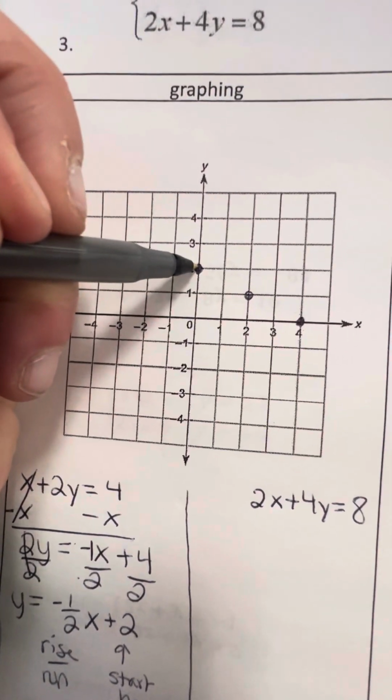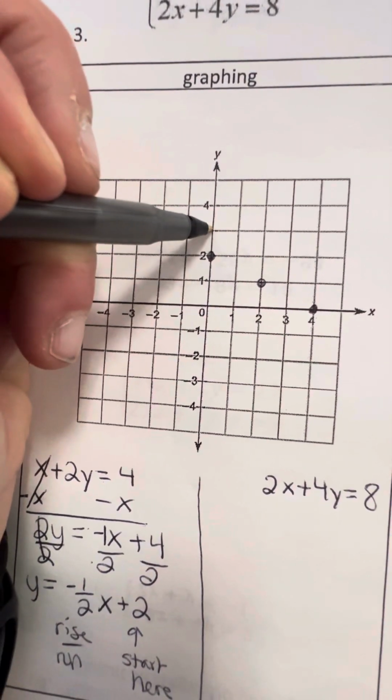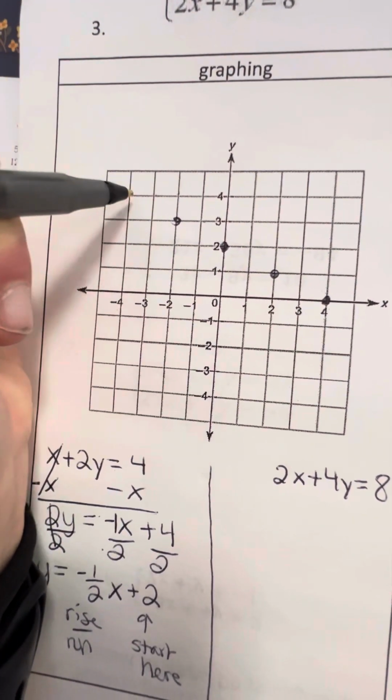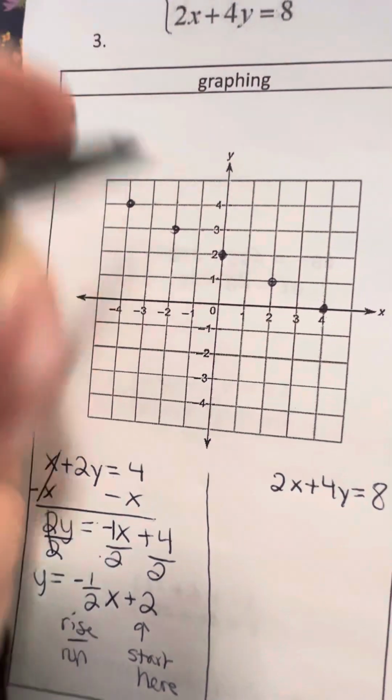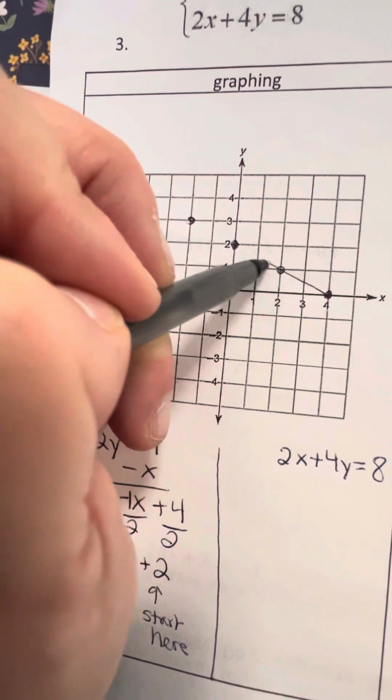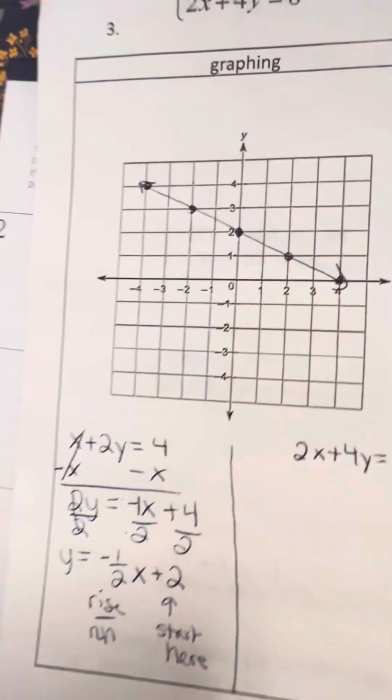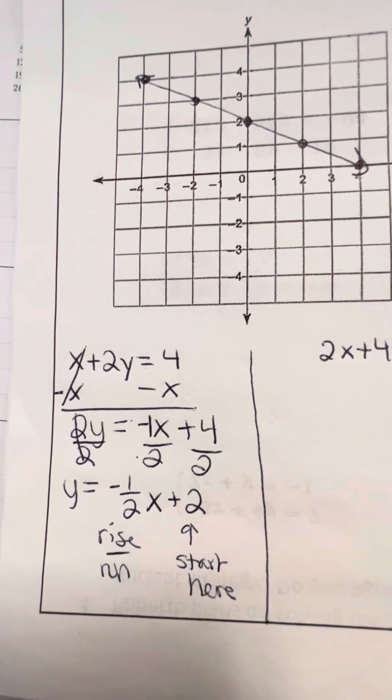So I'm going to go back up here to the original. I'm going to do up 1, but go left 2. Up 1, left 2. Any more will get me off this graph. So now I'm just going to connect all of these points right here, with arrows at the ends of both of them. And now that's line 1 taken care of.